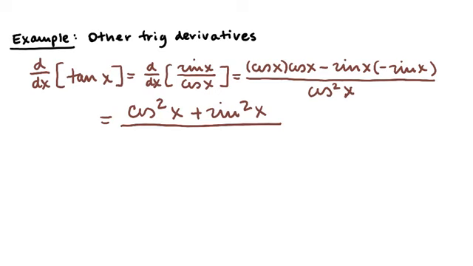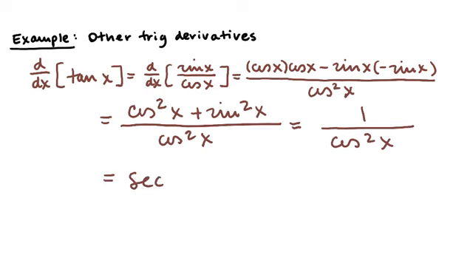And then the cosine squared in the denominator is going to stay there. And so now that's 1 over cosine squared x, which we could call secant squared x, which is what I told you last time that the derivative of tangent was.